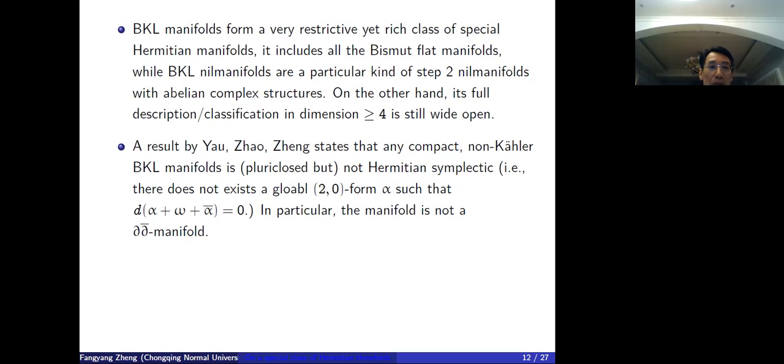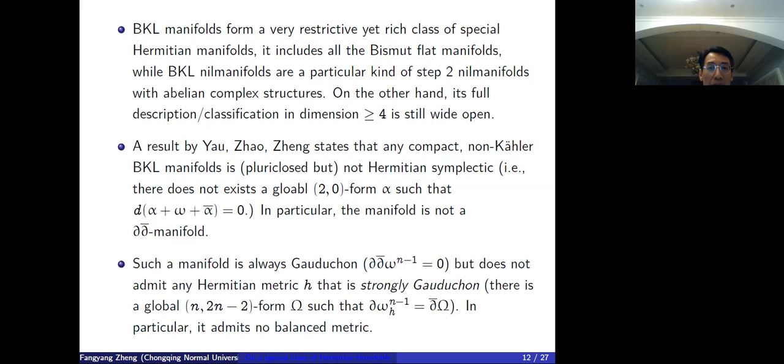So in particular, they cannot be Dirichlet manifolds. And they're always Gauduchon, and actually they're always k-Gauduchon in a way, but they cannot be strongly Gauduchon in the sense of Popovici, which means that the Kähler form, when you take the wedge power n-1, where n is the complex dimension, its partial equals partial bar. It's partial bar exact.